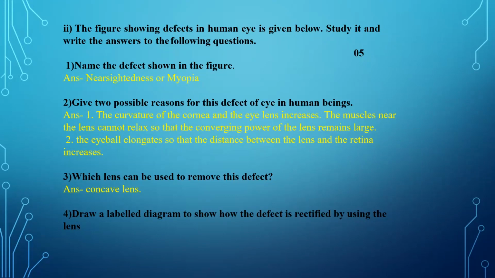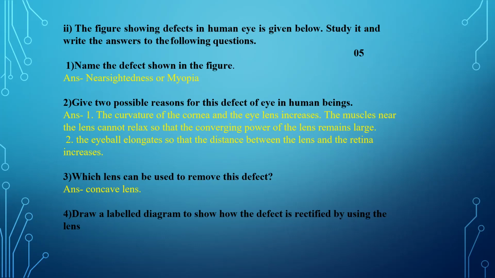Give two possible reasons for this defect of the eye in human beings. What are the two possible reasons? Number one, the curvature of the cornea and the eye lens increases. For that reason, the muscles near the lens cannot relax, so the converging power of the lens remains large.